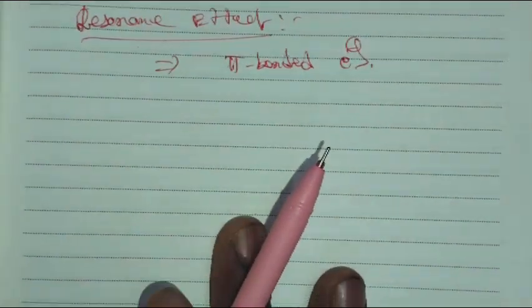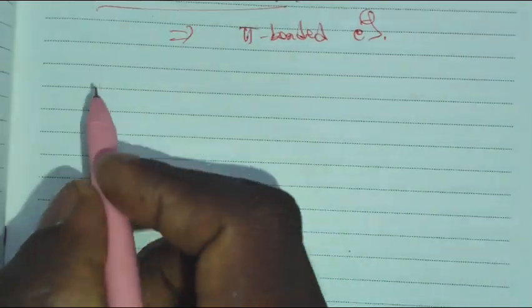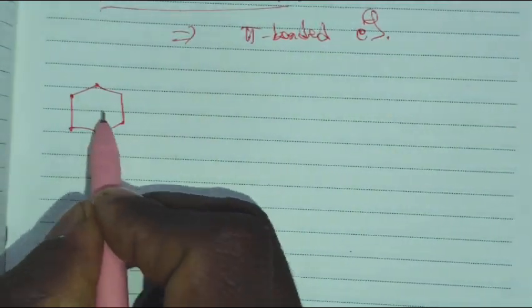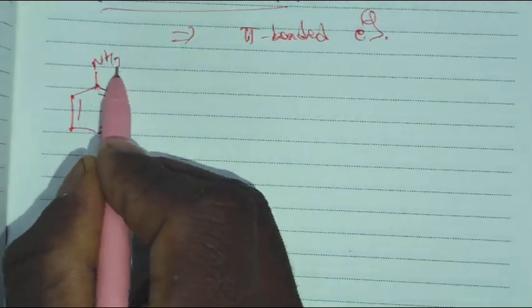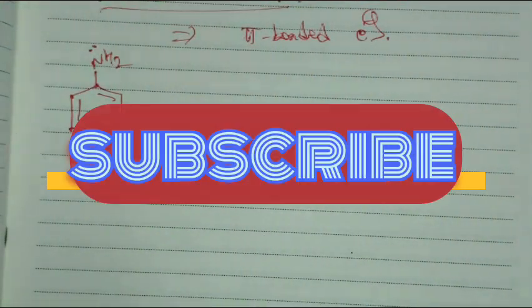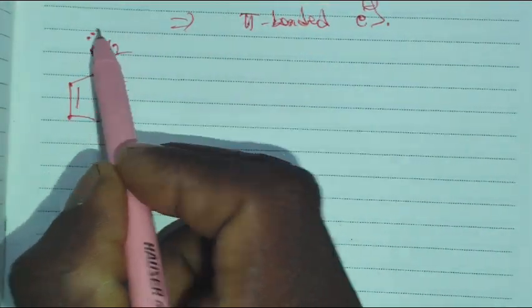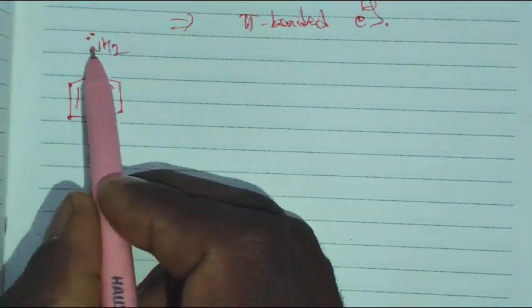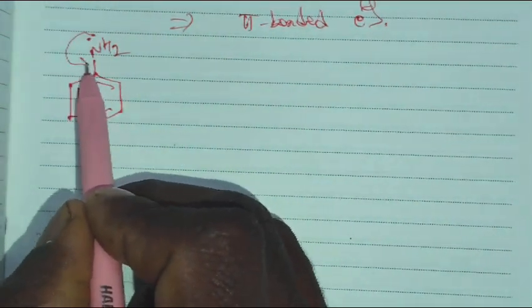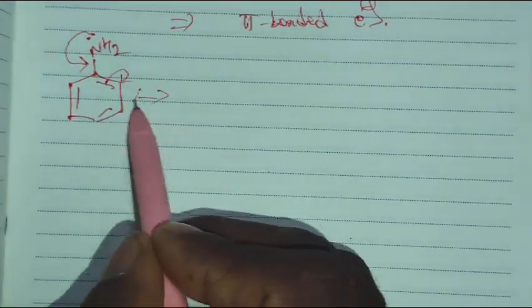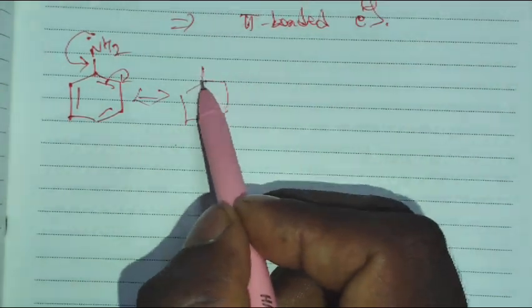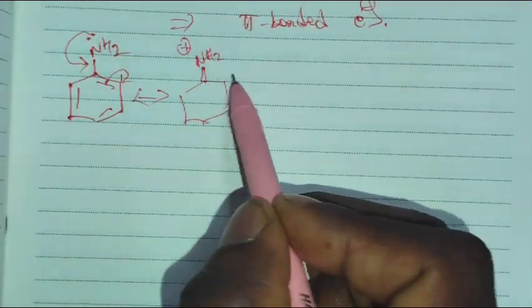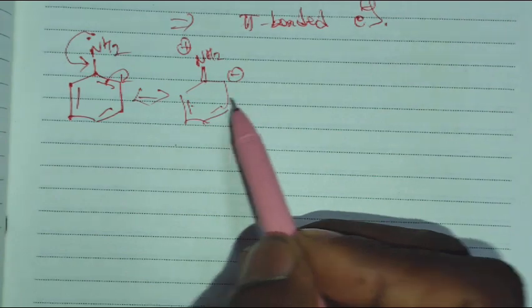Now simply take an aniline molecule. See this aniline molecule with the NH2 group. This nitrogen possesses one lone pair of electrons. If this lone pair comes to here, the pi electron shifts here. So it's a resonance. Another canonical structure has a double bond with NH2 plus, here a minus, and one double bond here and one double bond here.